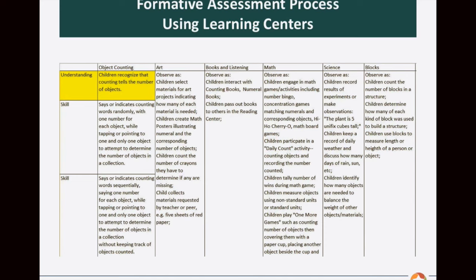For example, the construct shown here is counting objects. In the math center, you could observe a child as he plays a math game that the teacher has asked him to do, or one he self-selects. So pay attention to how he counts there. Is he counting randomly, or does he have good one-to-one correspondence as he counts? And then you can find where he is along the construct progression. Think of the skills as the look-fors.